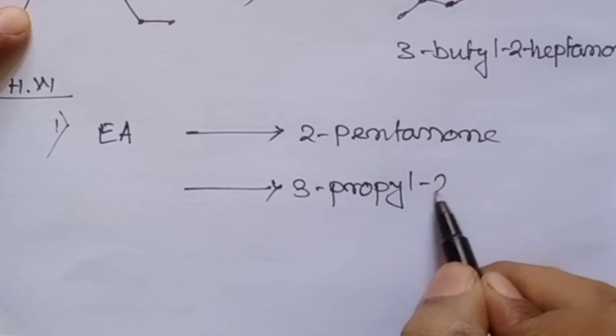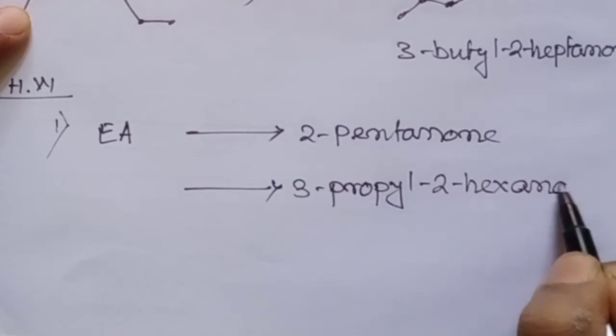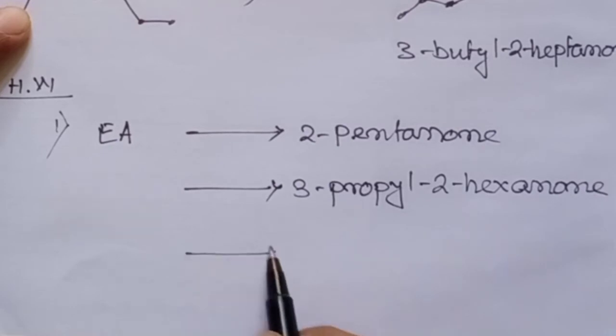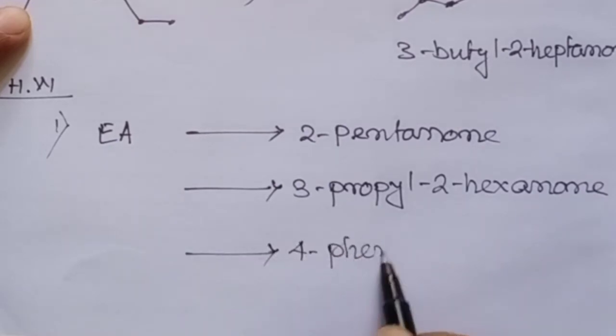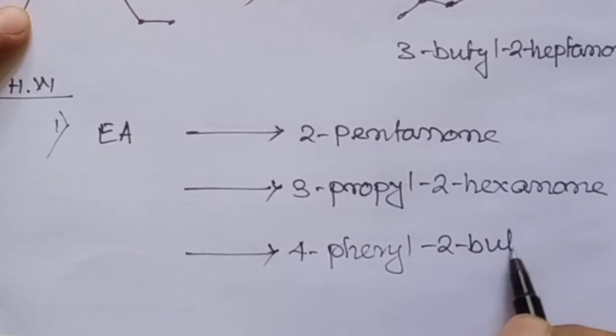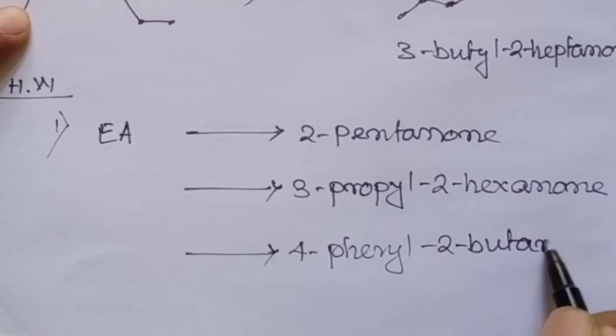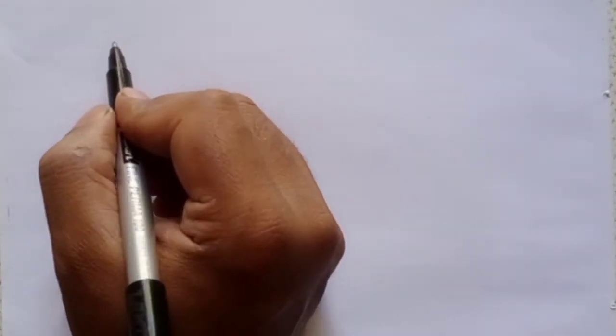One more is 3-propyl-2-hexanone, and try to prepare 4-phenyl-2-butanol. Okay, these are almost the same techniques you have to go through. So try to find out the required way to prepare this. Other compounds can also be asked to prepare.